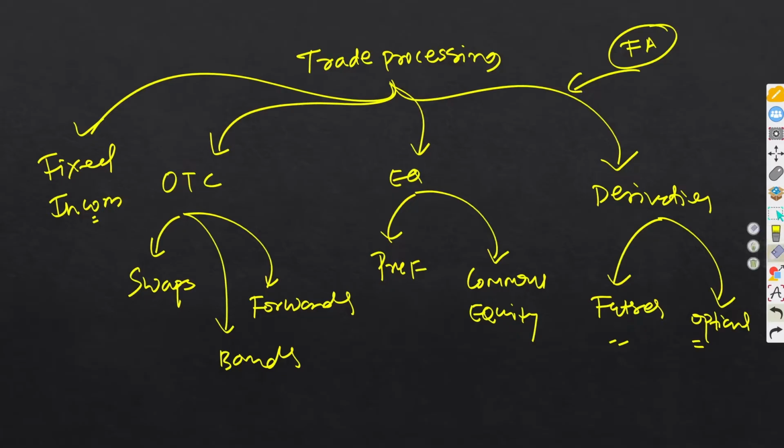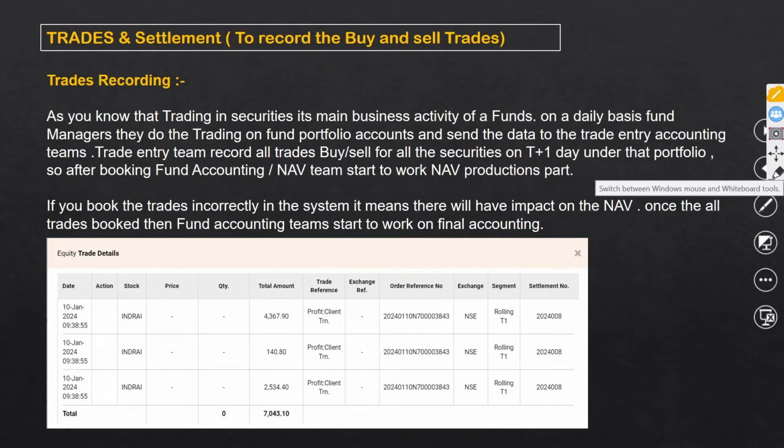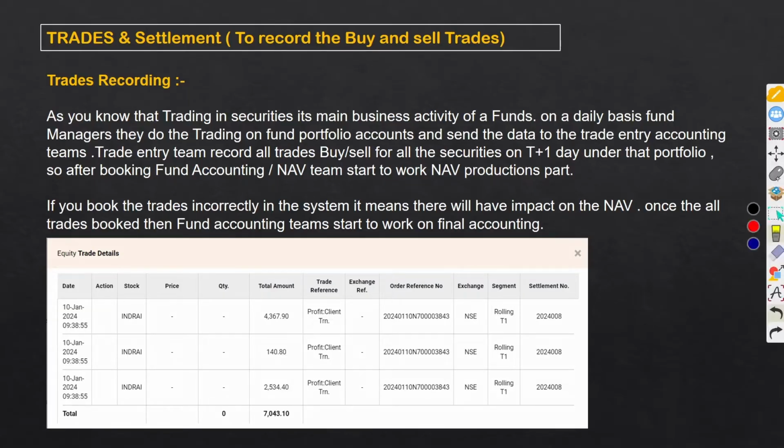All right, so let me take you ahead. We have lots of things to discuss. If I talk about trade processing and settlement, as you know, trading in securities is the main business activity of funds. On a daily basis, fund managers do the trading on fund portfolio accounts and send the data to the trade entry teams. Trade entry teams record all transactions, buy and sell, for all the different securities on T plus 1 day.